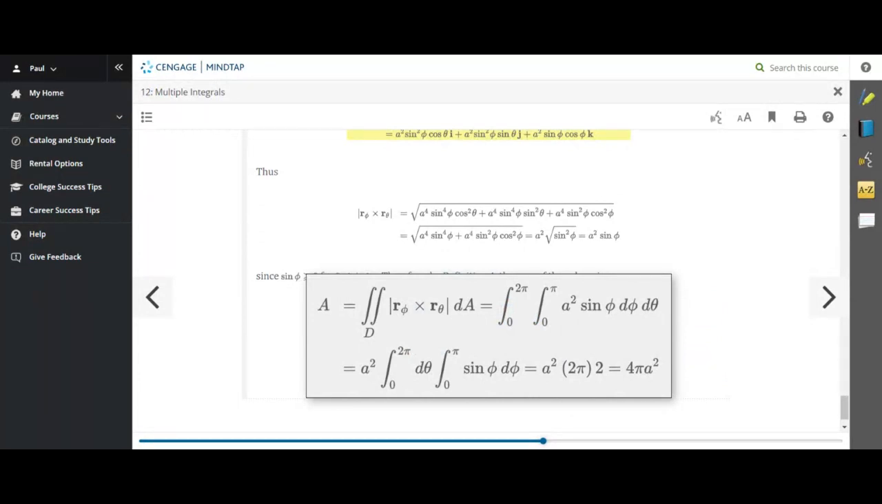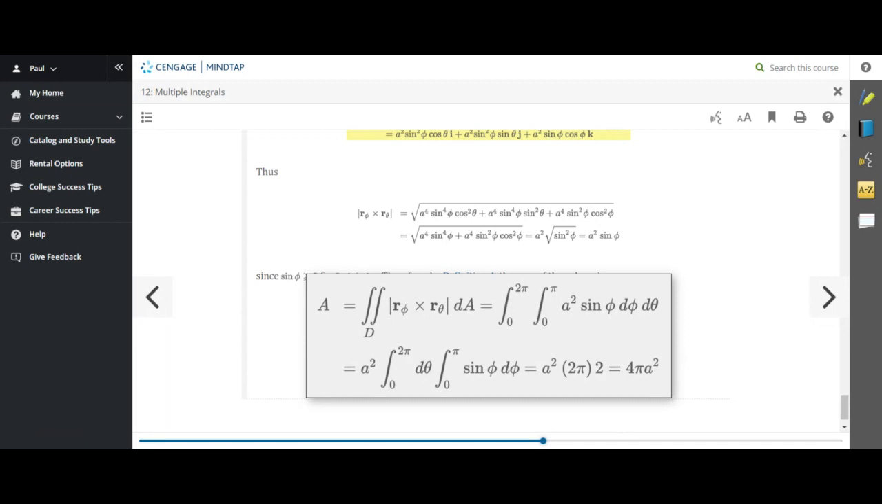They put it in, and then they separate out the integral as the product of two integrals, which you can do here. They don't show the iteration step, but what they're showing is true, and you get 4 pi a squared.